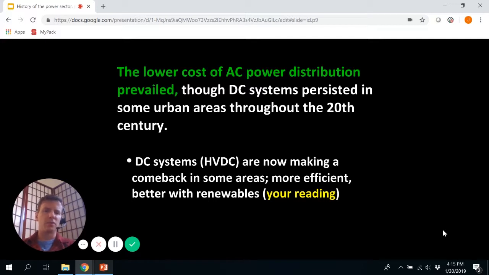Even though DC systems persisted in some urban areas throughout the 20th century.